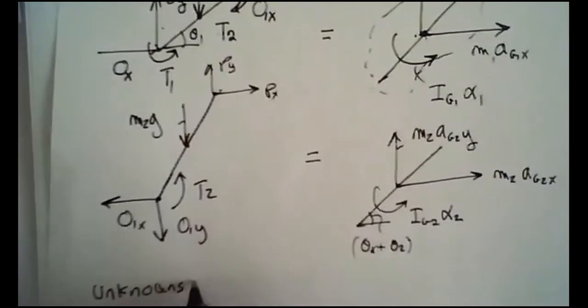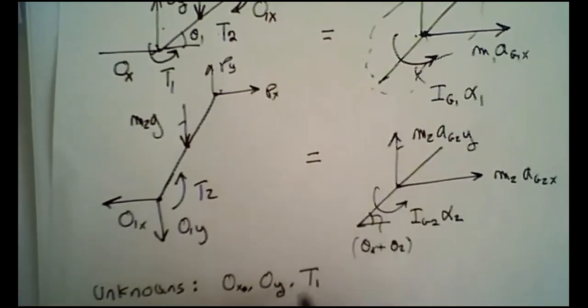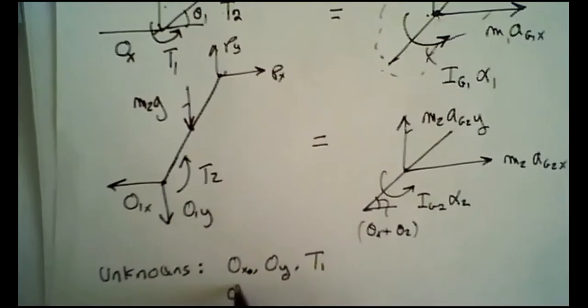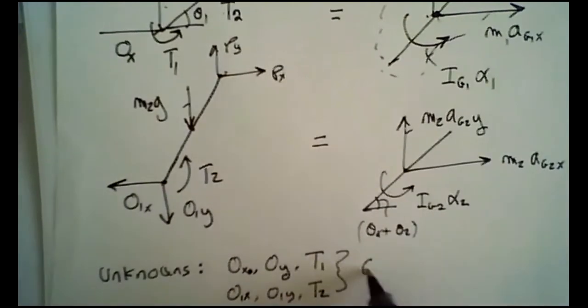Unknowns. We have OX, OY, T1, and then on the second one we have O1x, O1y, and T2. So we have 6 unknowns.